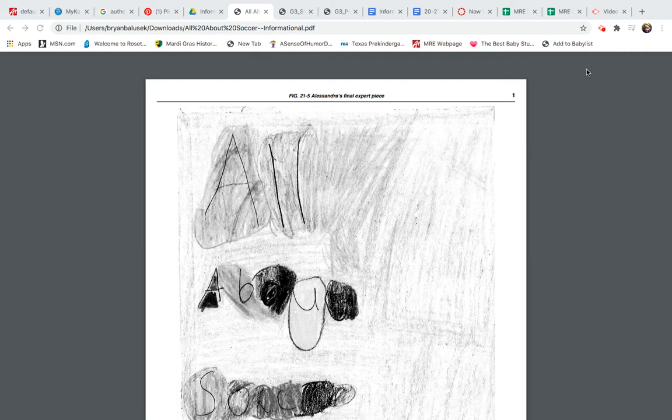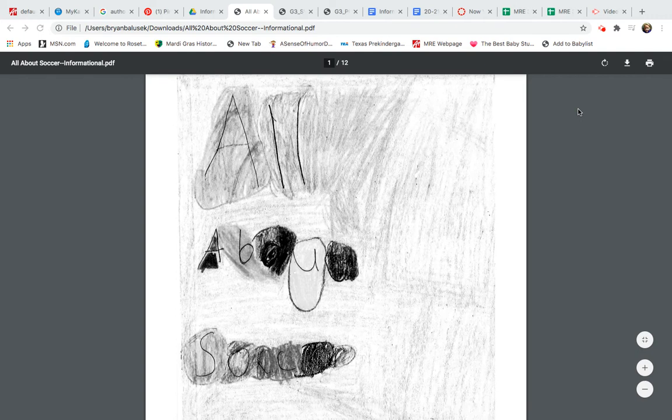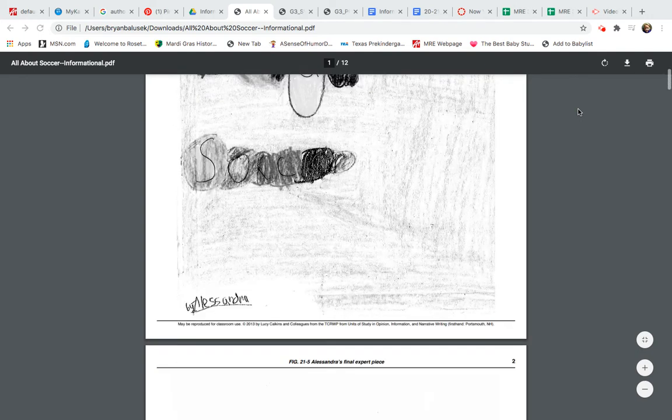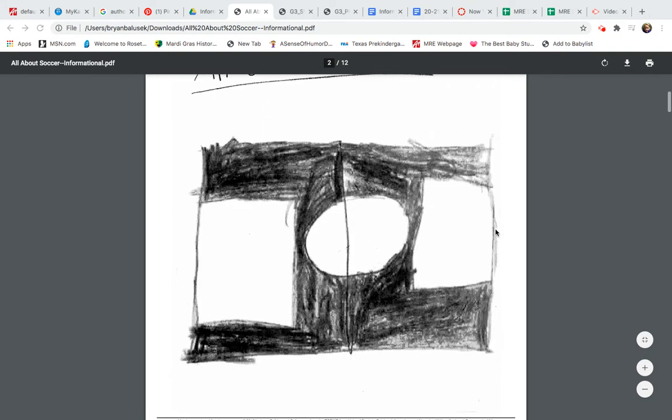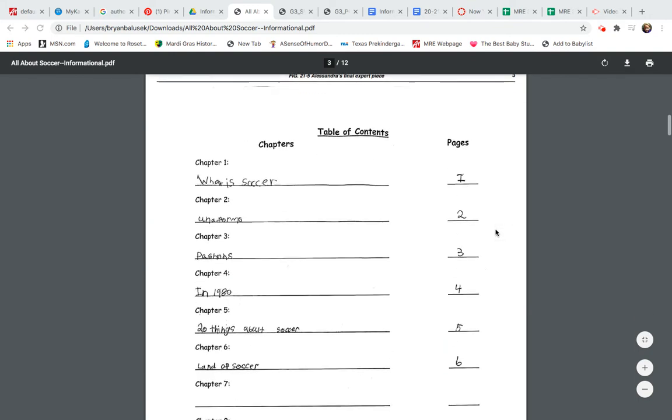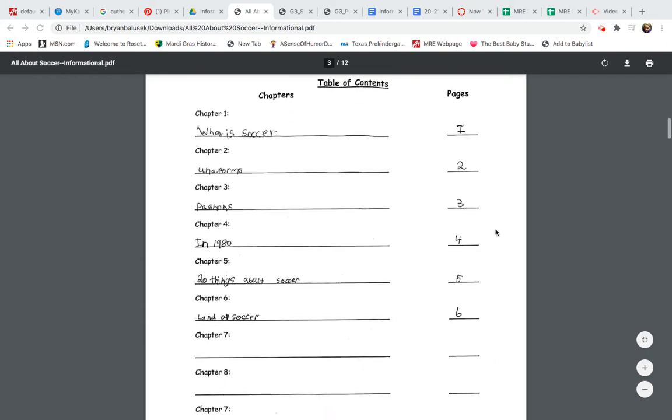Okay, so what I wanted to do to start off was just look at some student examples of informational writing, and I want you to notice anything that stands out to you about informational writing. This is called All About Soccer, okay? And it looks like we have a title and a picture. Ooh, we have a table of contents. We didn't have this before. We have a table of contents, and it looks like we have different chapters.